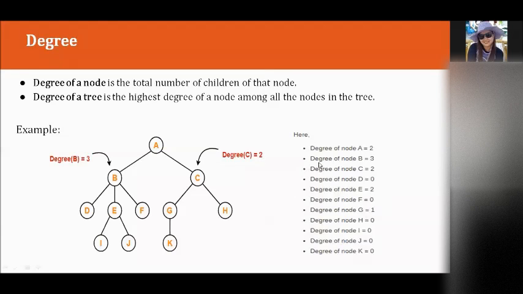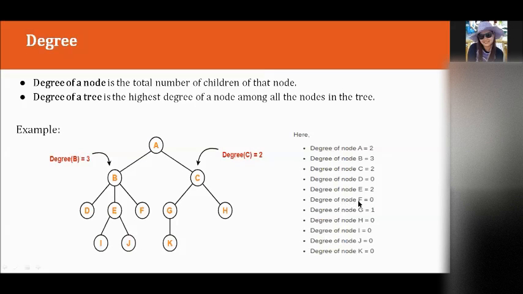Degree of node B is equal to 3. Why 3? 1, 2, 3: the D, E, F. For node A, we only have 2 because we have B and C. Degree of node C is equal to 2, which is nodes G and H. Degree of node D is 0, so that means D doesn't have a child. The degree of node E is equal to 2. We have I and J.